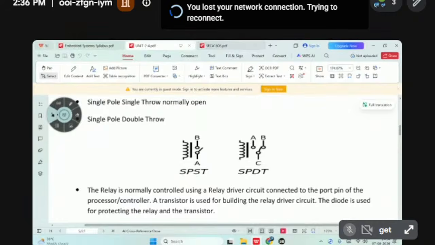Remember one more point. Relay is also used to protect the transistor as well as the diode. Note down this point. Relay may be used to protect the diode and transistor.